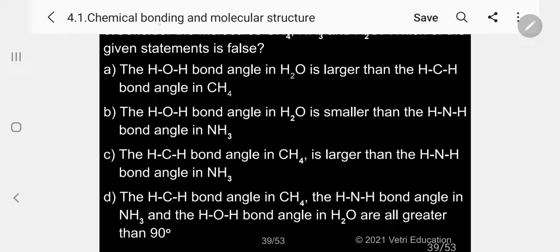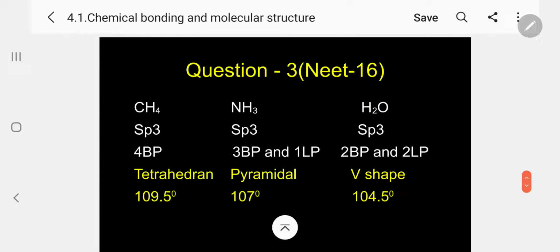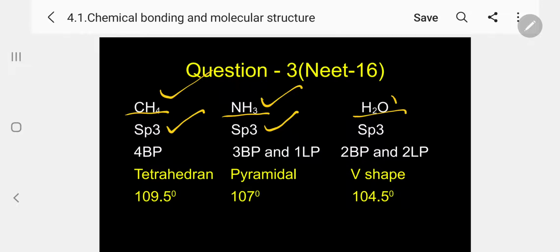So what they are asking is to find out the false statement. For that, you have to predict the bond angles of these three molecules. Kindly follow. CH4, NH3, H2O. I have already explained how to predict with the two methods. Hybridization: methane is sp3, NH3 sp3, H2O sp3. Hybridization is the same.